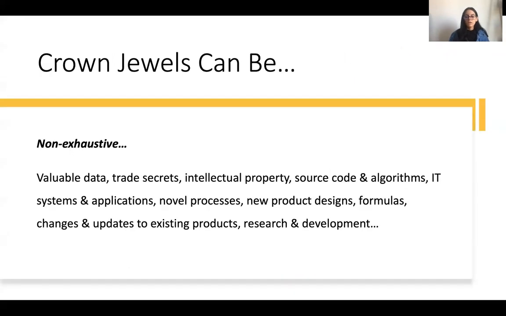So these can include valuable data, trade secrets, intellectual property, source code and algorithms, IT systems and applications, novel processes, new product designs, formulas, changes and updates to existing products or systems, research and development, things like that. If it sounds similar to this, it's likely a crown jewel, but it can change a little bit depending on what your organization does or produces. But overall, crown jewels are where an organization draws all of its power in the marketplace and whatever is essential to accomplish the organization's mission. So that's really where you should focus on defining your crown jewels: look at the mission.